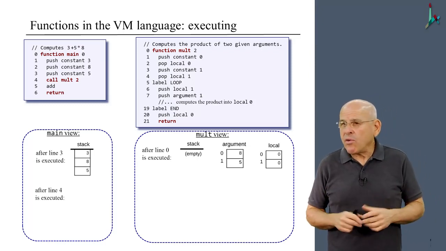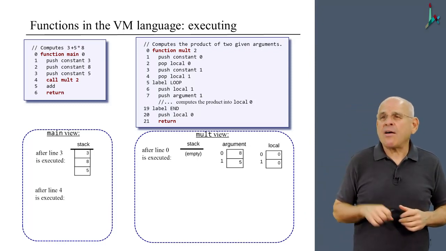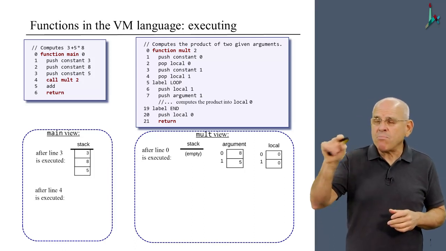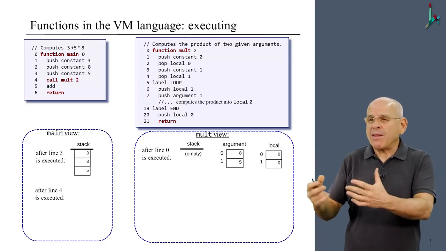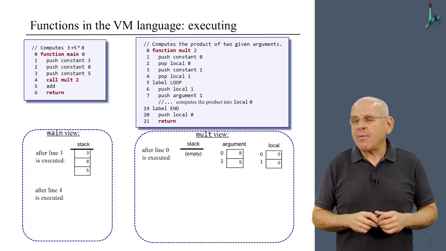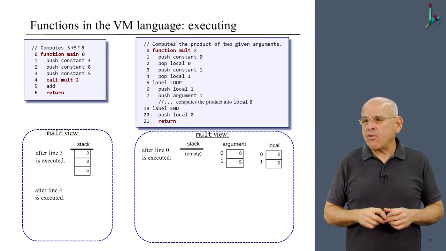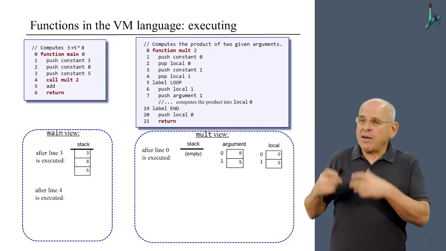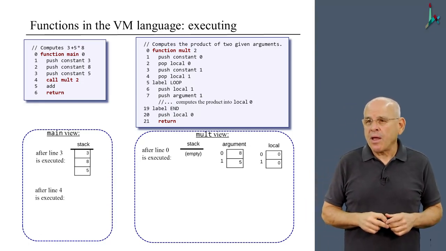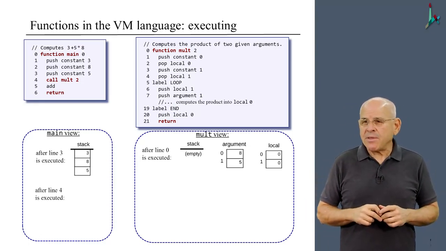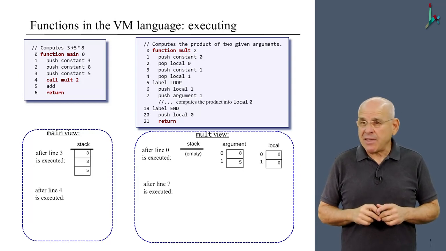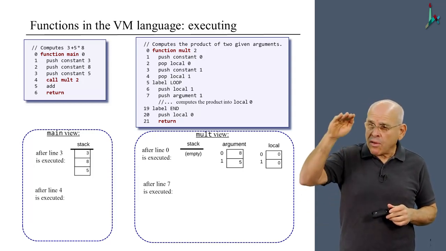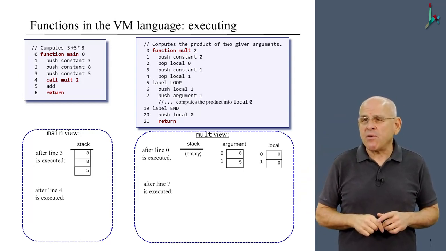Now, why do I get 2 local variables? Because look at the function declaration command. It was function mult 2. So the VM implementation prepared for me a segment called local with 2 local variables which are initialized to 0. So moving along, what happens after line 7 is executed? Well, let's go through all the commands from 0 to 7.